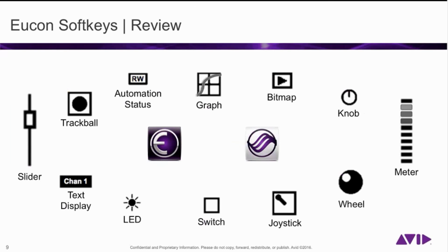Every function or parameter that can be controlled is categorized as one of these 12 Eucon primitive objects. The entirety of your session is made up of multiple instances of just these 12 primitives. And these primitives, they make up your soft keys. Okay, so let's talk a little bit about the architecture and file structure quickly.